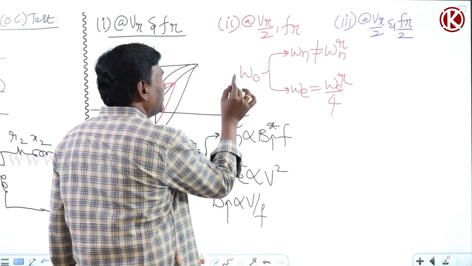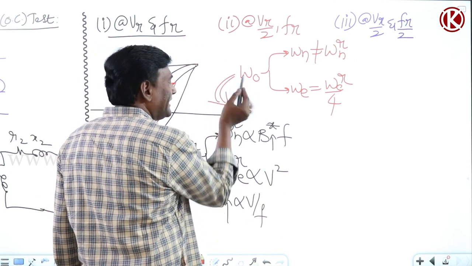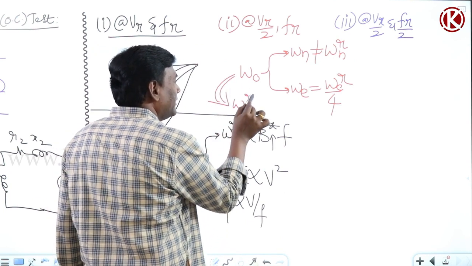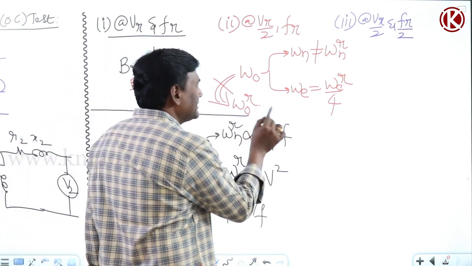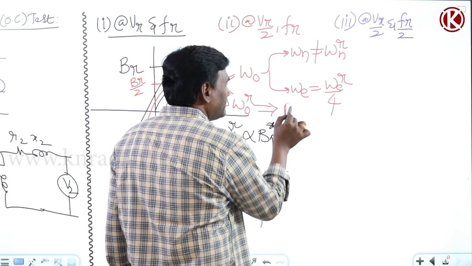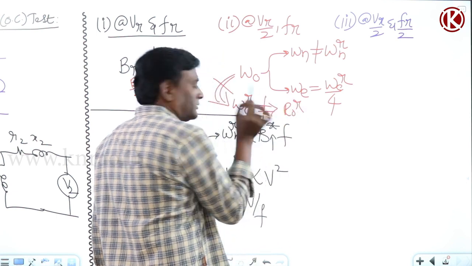Means that from W0 it cannot be W0 rated. Under those conditions, whatever you are going to get cannot be R0 rated.